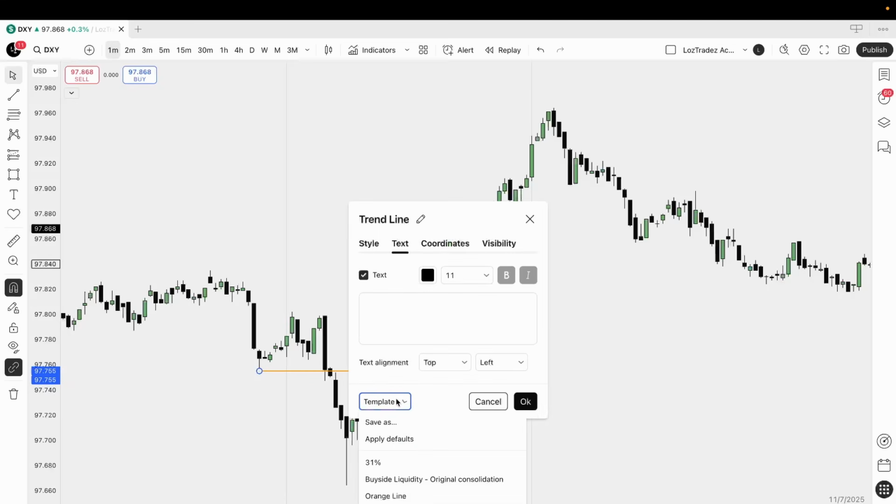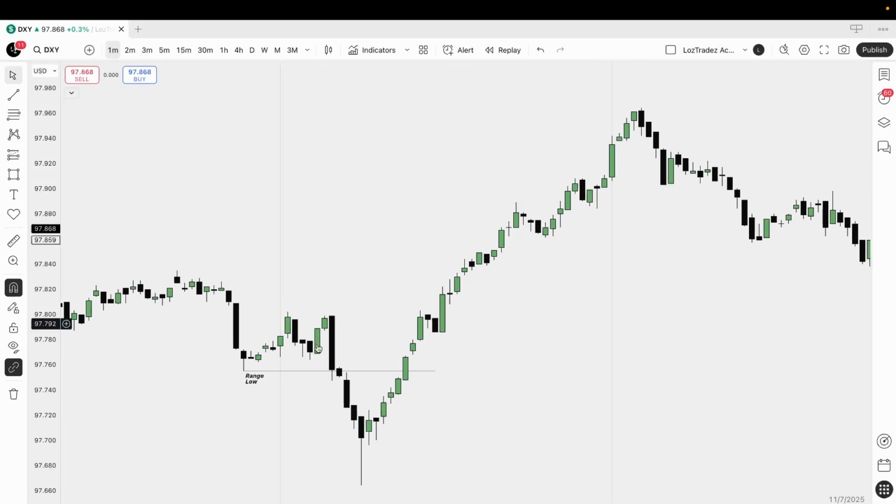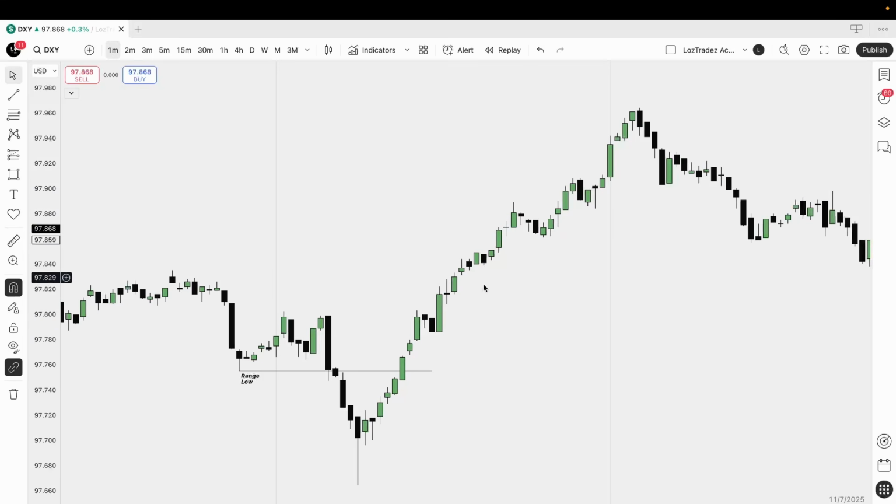We have the consolidation I talk about, the range low, right? Range low taken. Then any continuation purge. Unfortunately, we didn't get one here. Any continuation purge within these is a long.